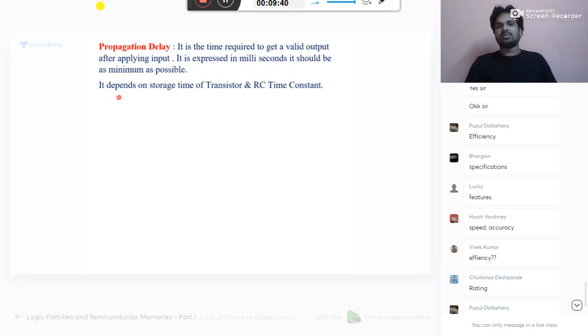On what specifications is delay depending? It is depending on the storage time of the transistor and the RC time constant. Let me explain. Suppose you have a gate. Let's take one example of an inverter. So this is your input, this is your output. In the basics I already discussed this figure, that's why I'm not going through it now.